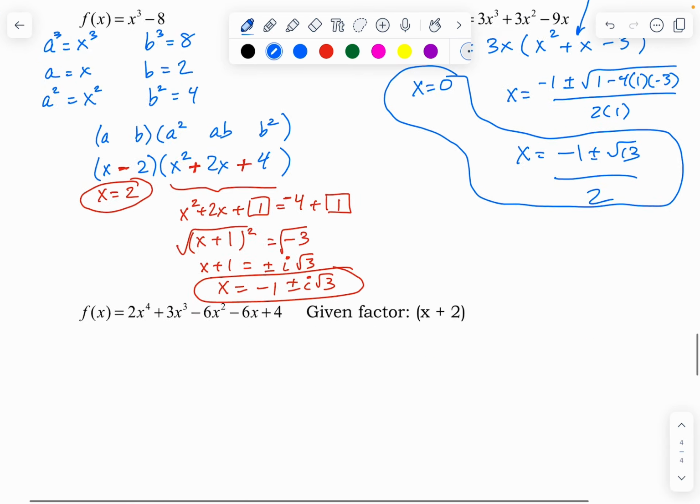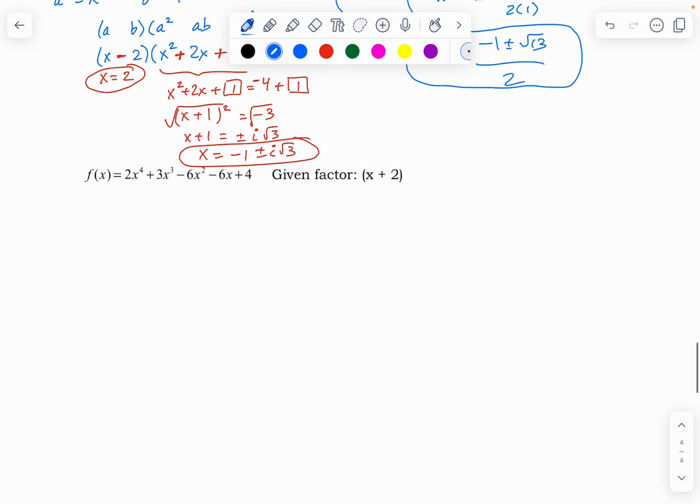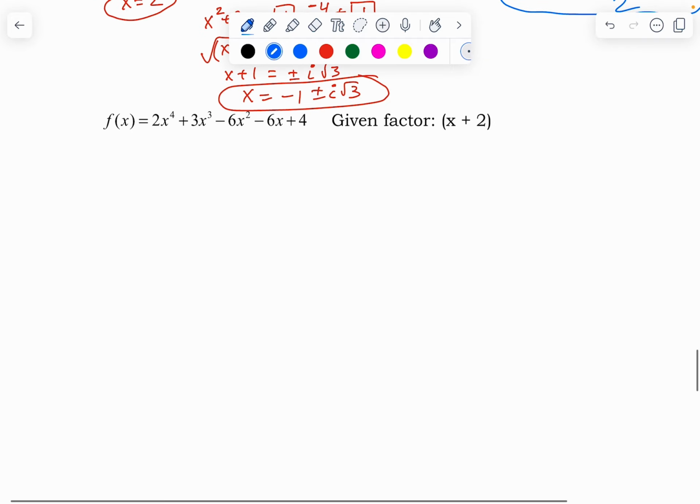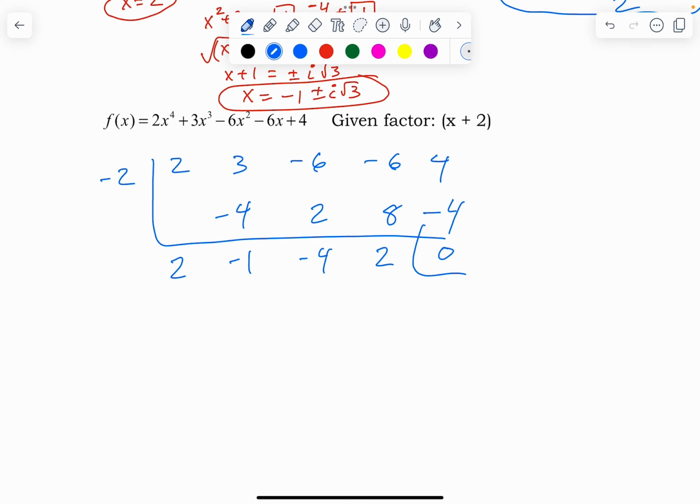All right. Okay, so this next one, they gave us a factor, and let's see how that helps us. So I'm going to come along and do synthetic division with a -2 out here: 2, 3, -6, -6, positive 4. Did I have any? I went 4, 3, 2, 1, 0. I always have to check. So 2, that gives me a -4. This gives me a -1. That gives me a positive 2. This gives me a -4. This gives me a positive 8. This gives me a 2. And a -4. Sure enough, that's a 0.